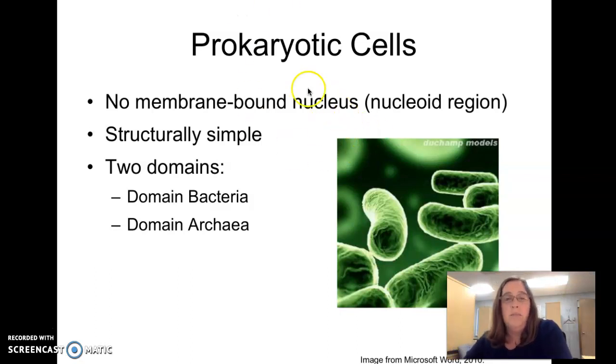So a prokaryote has no membrane-bound nucleus. The nucleus usually sits in the center of the cell, and it is surrounded by a plasma membrane that protects it. In prokaryotes, there is no membrane around it. So think of no pro. They're kind of opposites, but that should remind you of how to rhyme it.